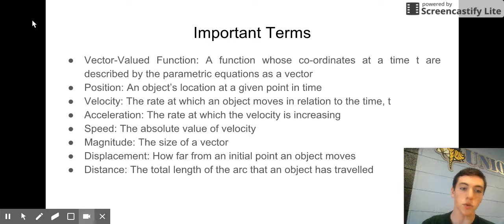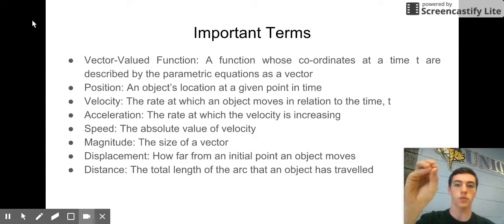You're still speeding toward the ground, if that's a good way to think of it. So magnitude is the size of a vector, and displacement versus distance. Displacement is how far from the starting point you are. So let's just say you started right here, you went over, and now you're right here. Your displacement is only this far.